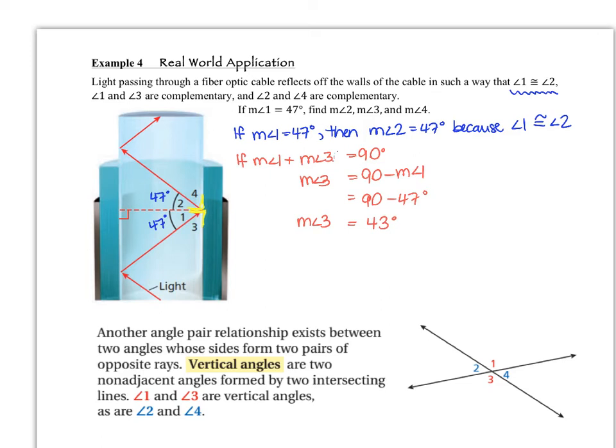Okay, we're going to have another quick one here because we know that angles 2 and 4 are also complementary, so that means that angle 4 has to be congruent to angle 3, and that means that the measure of angle 4 is also 43 degrees. So we found our 3 angle measurements.